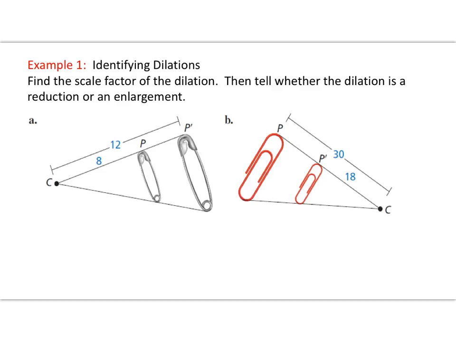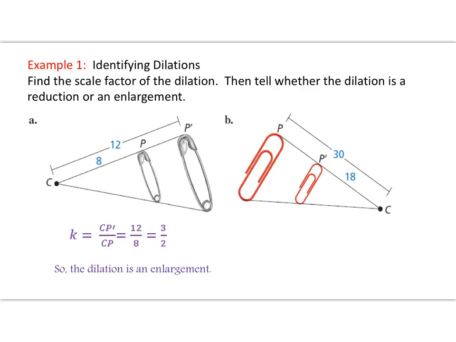So example 1, identifying dilations. Find the scale factor of the dilation, then tell whether the dilation is a reduction or an enlargement. So let's take a look at example A, where we see the safety pin clearly is an enlargement. So what we want to figure out is the scale factor, and the scale factor is a ratio. So when we're comparing the ratio of the side lengths, we want the distance from C to P prime divided by the distance from C to P. So that'll be 12 divided by 8, reduced to 3/2. So the scale factor is 3/2. That's greater than 1, so this is an enlargement.